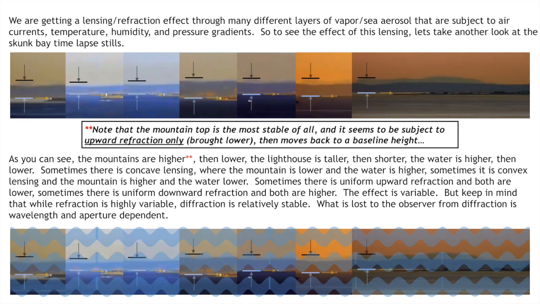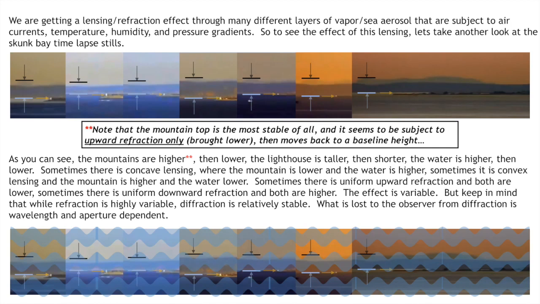So to see the effect of this lensing, let's take another look at the Skunk Bay time-lapse stills and just outline or mark out some of the landmarks. So we'll mark a building through, and we'll take some still shots of the time lapse. We'll mark the building, the lighthouse, with the yellow arrow, its position, and we'll mark the water line where it meets the shore along that distant mountain range with a blue line, and we'll mark the top of the mountain with a black line. And you can just see how those change within different atmospheric effects along the way.